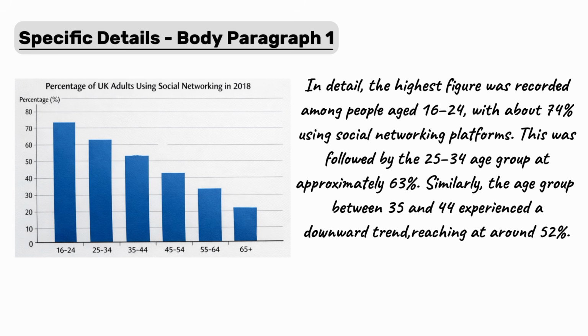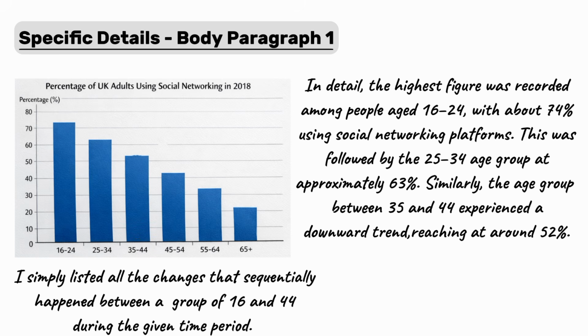In detail, the highest figure was recorded among people aged 16 to 24, with about 74% using social networking platforms. This was followed by the 25 to 34 age group at approximately 63%. Similarly, the age group between 35 and 44 experienced a downward trend, reaching around 52%. You can see that I simply listed all the changes that sequentially happened between the age groups of 16 and 44 during the given time period.